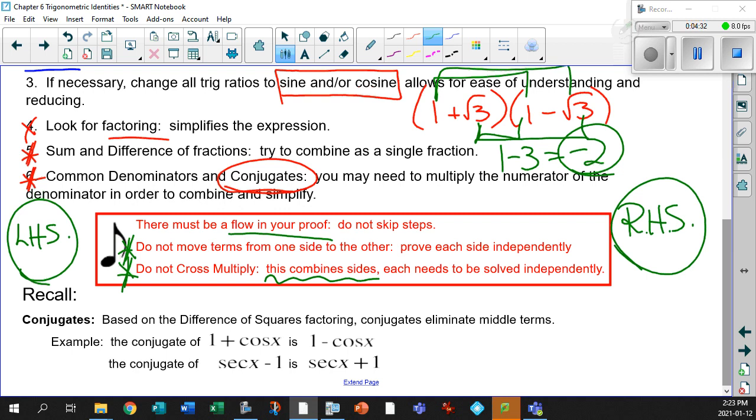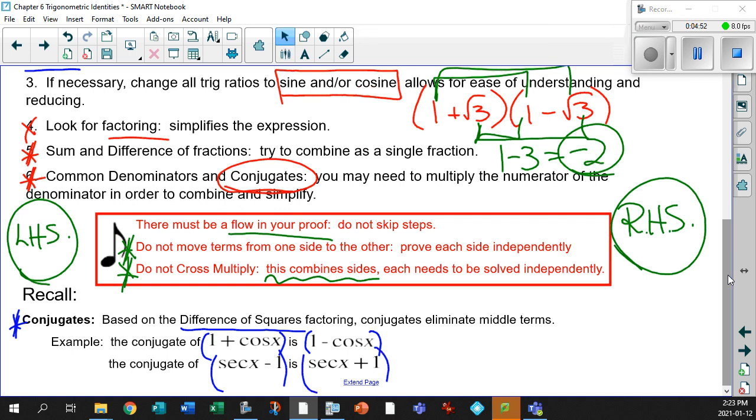All right? And there's the thing I just talked about in terms of conjugates. Conjugates, again, based on the difference of squares. This could be one of the most powerful things you can do. Remember, 1 plus cos x, the conjugate is 1 minus cos x. Secant minus 1, the conjugate, secant plus 1. That's going to come into play coming up really, really quick. Okay, so pitter patter.